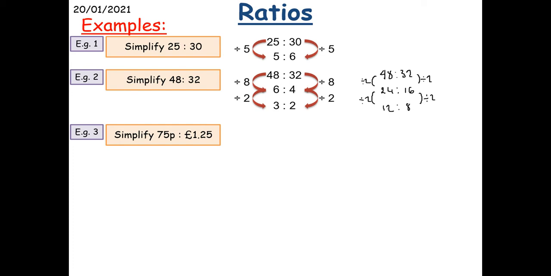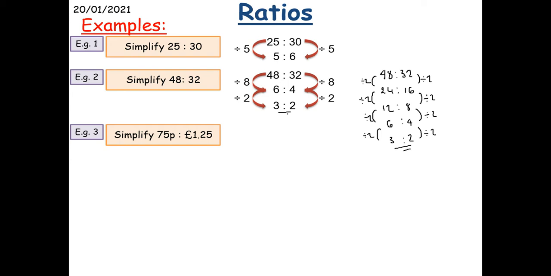And then we have a look again. They are still both even. So now I can still divide them both by 2. So 12 divided by 2 is 6. 8 divided by 2 is 4. And guess what? They're still even. So we can still break it down further. We can divide them both sides again by 2. So 6 divided by 2 is 3. And 4 divided by 2 is 2.